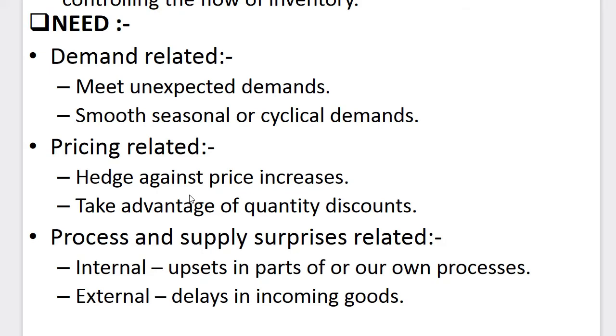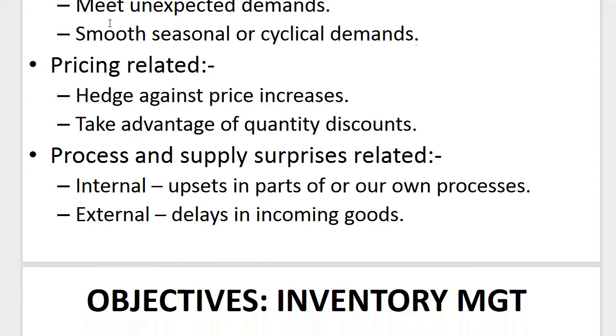Another thing to consider is process and supply surprises related. So internal, there are upsets in parts of our own processes. There are delays. Sometimes you don't foresee the breakdown of your machines, of your equipment. So that's internal, and those are surprises that you don't know about, right? So usually you move your inventory considering those things. And then there are also external delays. This is really part of the computation: delays of the incoming goods, delay on the part of the supplier in delivering the goods, delay on the part of customs, the process, right?